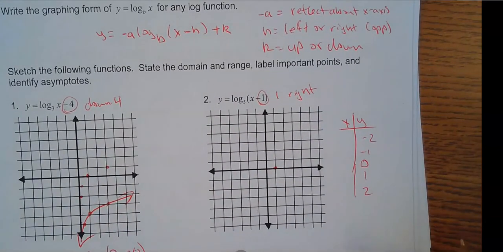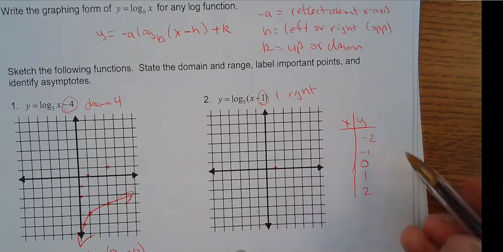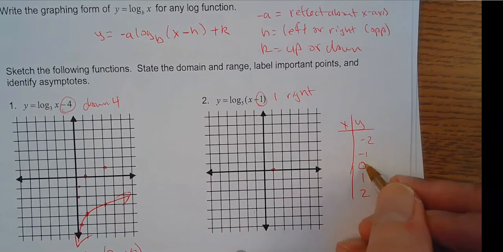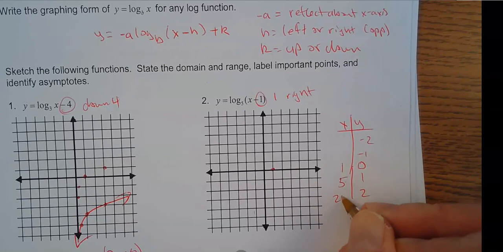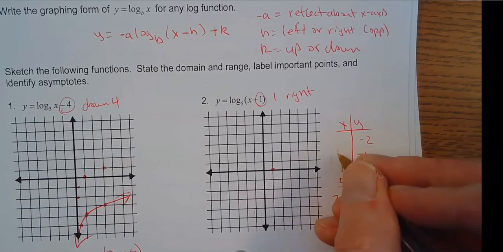Let's see what pops out here. Basically, this is the exponent. So 5 to the 0 is 1. 5 to the first is 5, 5 squared is 25. 5 to the negative 1 means flip it over.